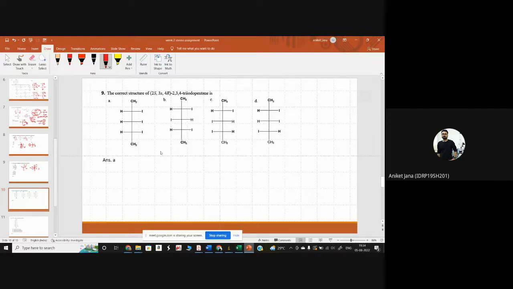Which is the 2s, 3 small s and 4r? Okay, let's first tell me what is the meaning of the small s. Here s is pseudochirality, or pseudo asymmetric center. And what is the definition of pseudo asymmetric center?